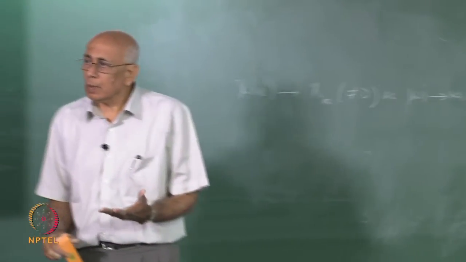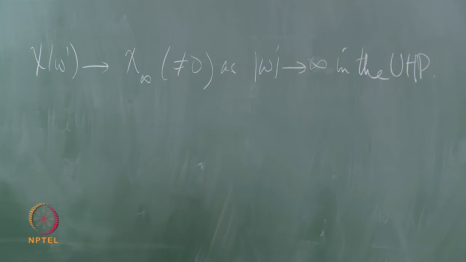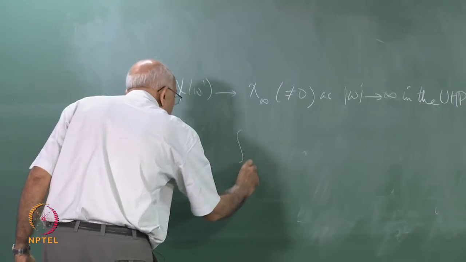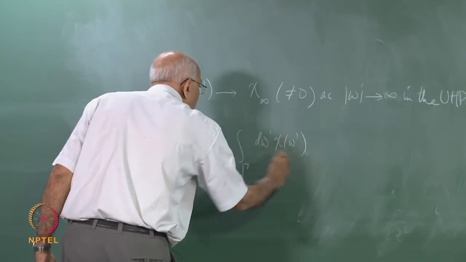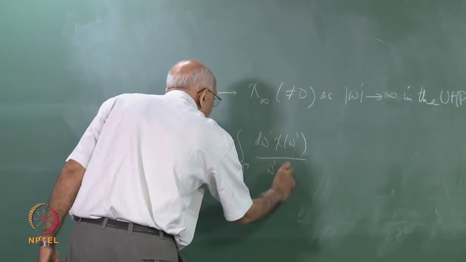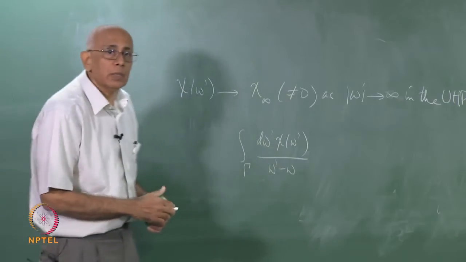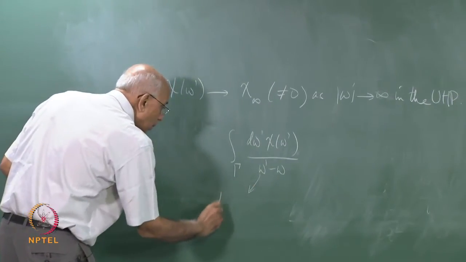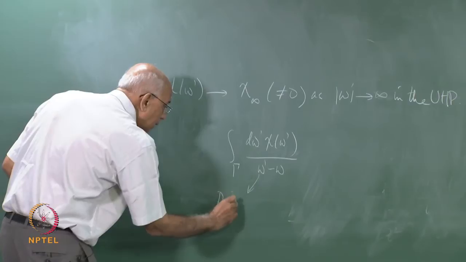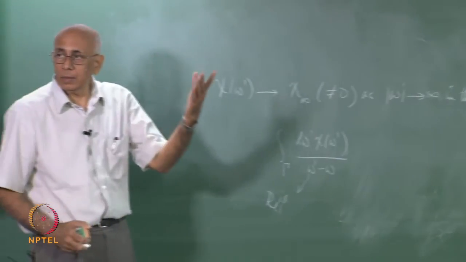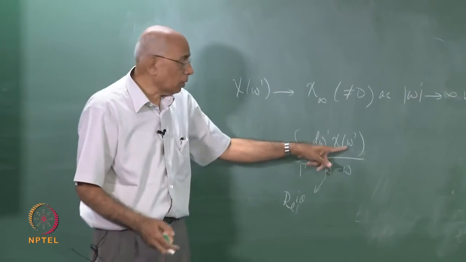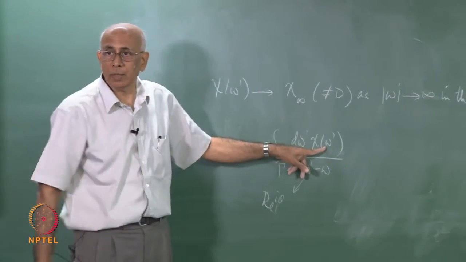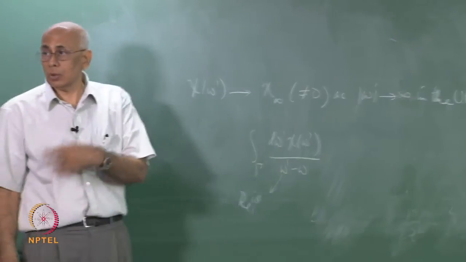I can do the same calculation as before, but recall what happened. We had a contribution from this integral over gamma, d omega prime chi of omega prime divided by omega prime minus omega. My argument was that when this omega prime was of the form r e to the i theta, with very large R, then this R and that R cancelled each other, and because chi went to 0, the contribution from the integral went to 0. But now it is going to some constant.